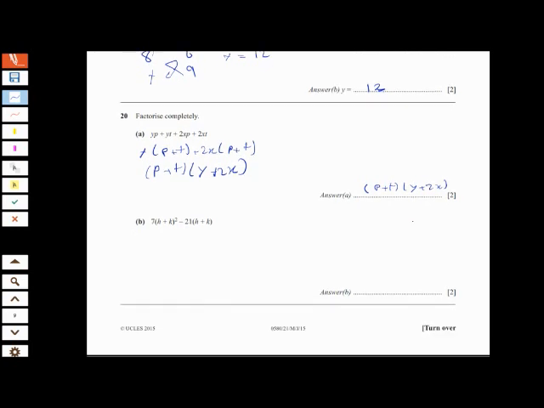Right, for this one, first you take 7 as a common factor. You'll end up with (h plus k) squared minus 3(h plus k). Then you take (h plus k) as a common factor. What you'd get is (h plus k)(h plus k minus 3). So that's the answer.